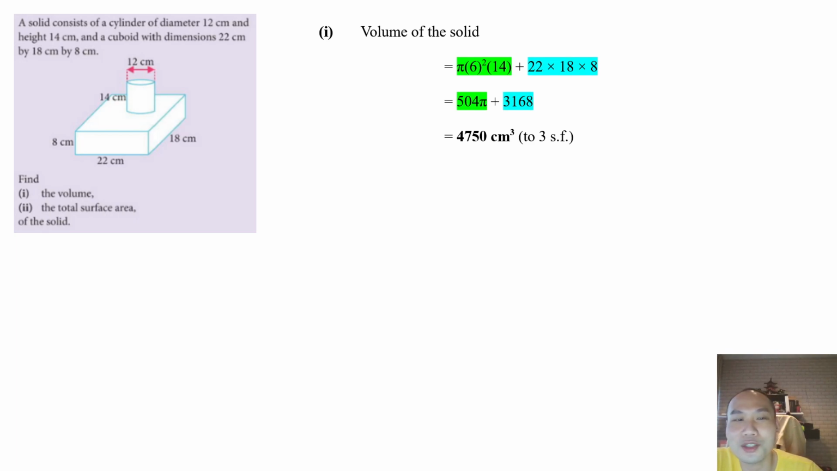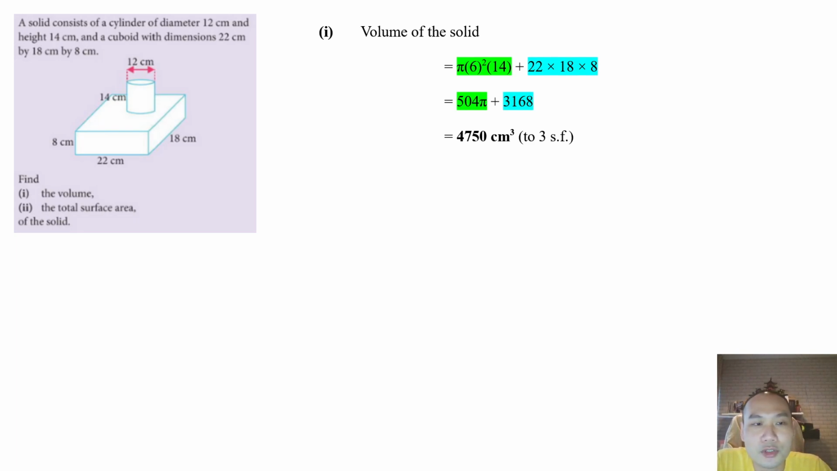So pi r square h over here, we work it out. So 504 pi plus 3,168 for the cuboid, add them up, 4,750 cubic centimeters, rounded off to 3 significant figures. Now the second part of the question wants us to find the total surface area.